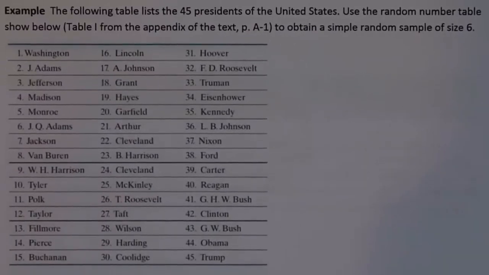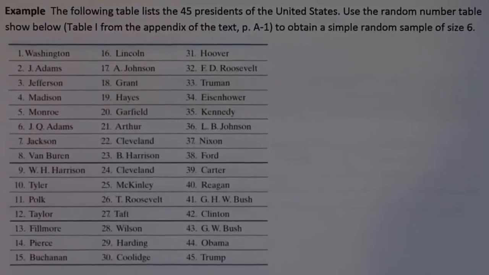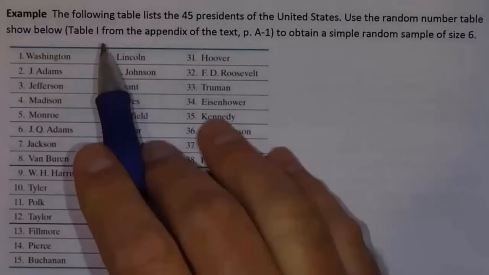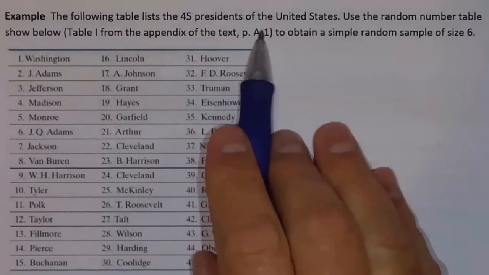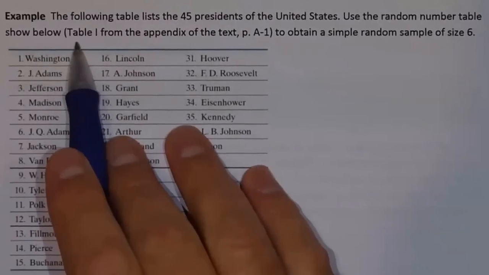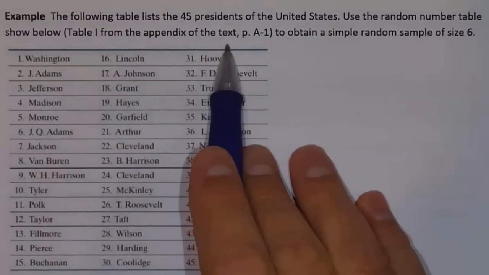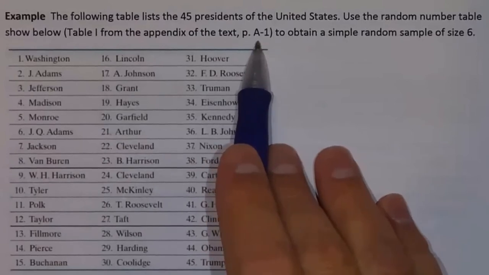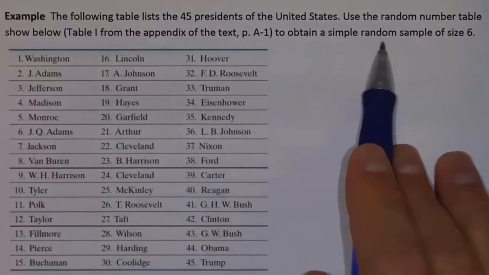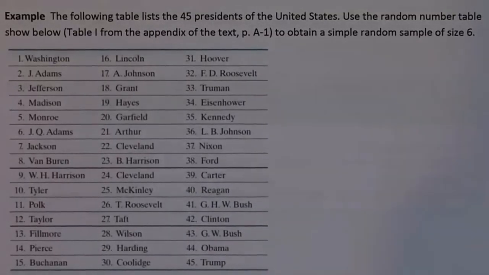So I'm going to look at an example where we can determine a simple random sample. First we're going to use a random number table, and then after we do that, I'm going to show you how to do it with technology as well. So here's our example. The following table lists the 45 presidents of the United States. Use the random number table shown below, and this is table 1 from the appendix of the textbook, which is on page A-1, A for the appendix, and it's page 1 of the appendix, to obtain a simple random sample of size 6.